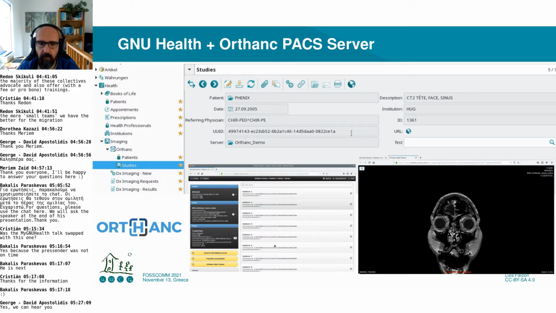Here is an example of the integration of Orthanc, which is a free and Libre PACS server, with GNU Health. So within GNU Health, you can actually access whatever tags, MRIs, X-rays, or whatever diagnostic imaging services that you have done to your patients.